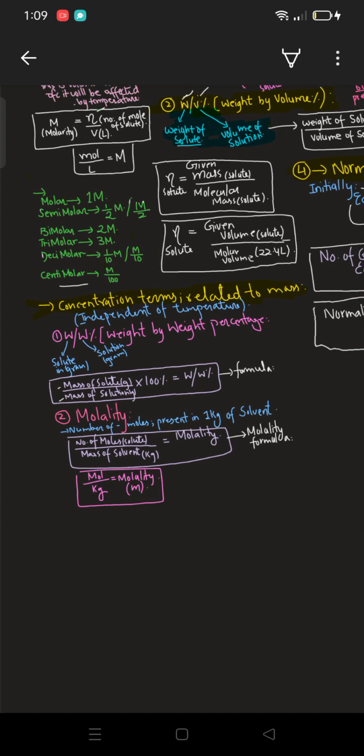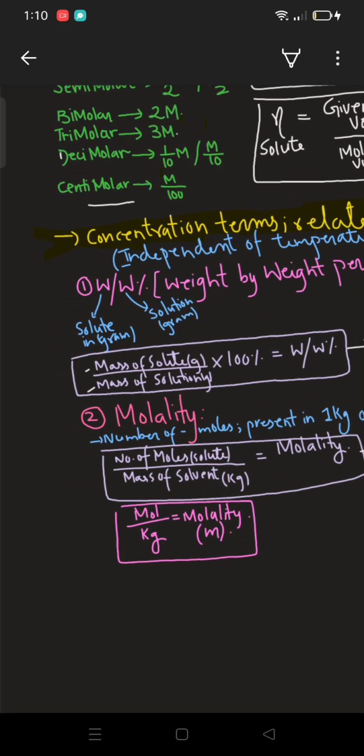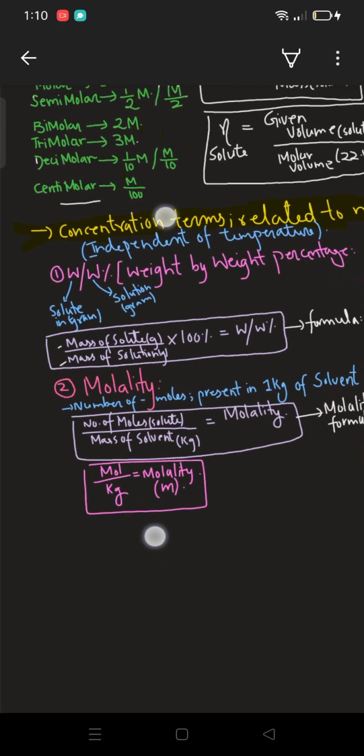So we have actually discussed two concentration terms related to the mass, the weight by weight percentage. Initially the weight is of solute, that too in gram, and the weight of solution, that too in gram. The mass of solute in gram per unit mass of solution in gram into 100 percentage, since we are finding the percentage, right? Weight by weight percentage.